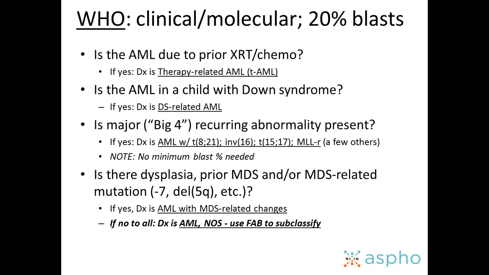The final question is, is the case associated with dysplasia, a prior myelodysplastic syndrome, or an MDS-related mutation, things like monosomy 7 or 5q minus? And if the answer is yes, then the diagnosis is AML with MDS-related changes. And if the answer is no to all four of these questions, then the diagnosis is AML not otherwise specified, and then you defer to the FAB classification at that point to further subclassify.